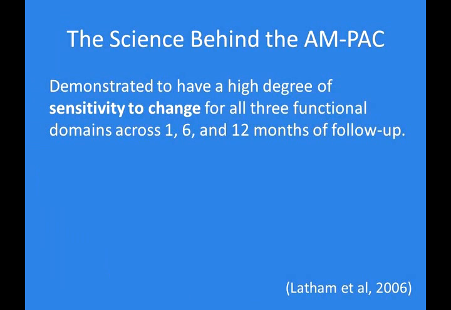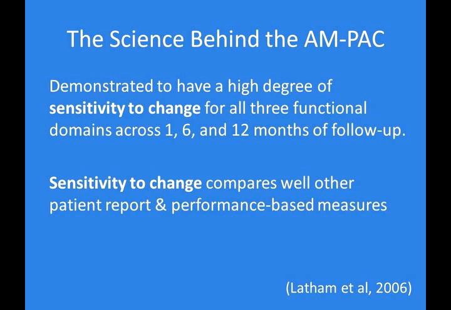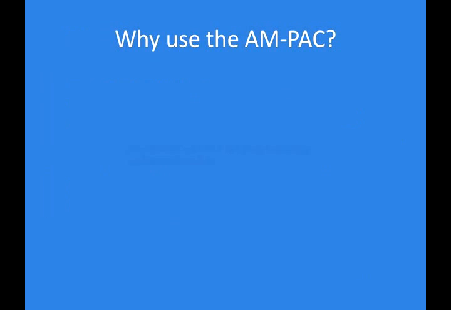The rehabilitation field needs measures that are sensitive and able to document changes in patients' functional status. The AMPAC has been assessed in rigorous studies, and all 3 functional domains were found to be sensitive to change across 1, 6, and 12 months of follow-up. The AMPAC sensitivity to change compares well to other patient-reported and performance-based measures.